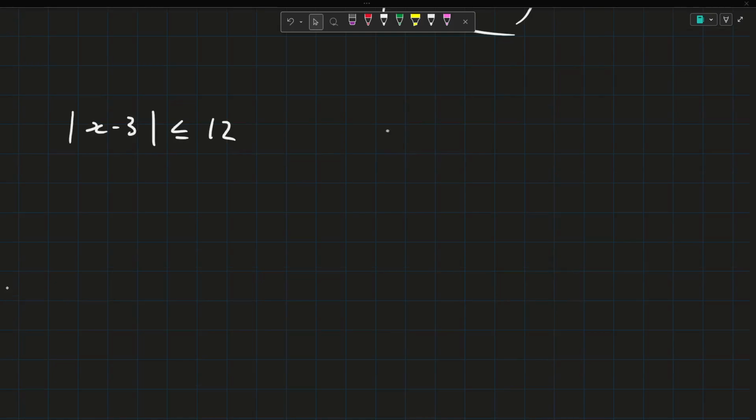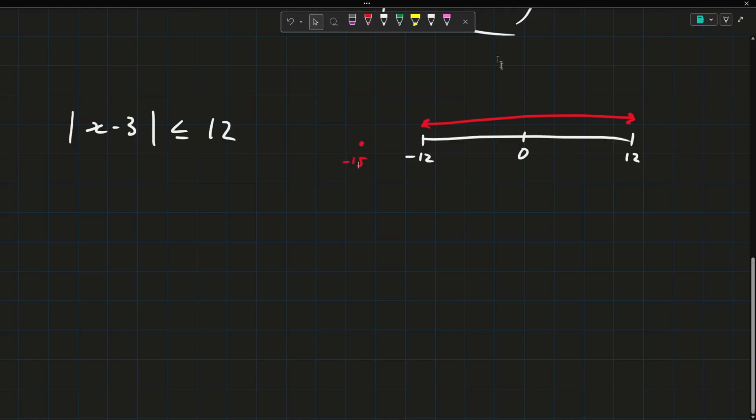Another nice way of doing it that's a bit more intuitive is to think about a number line. Let's say this is 0, and here's minus 12 and here's 12. The modulus basically means the distance between 0 and that number. So you want the distance between x minus 3 and the origin to be less than or equal to 12. That means that the value of x minus 3 has to lie somewhere in here. Because if it was over here at, say, minus 15, then the distance from the origin would be 15, which is obviously bigger than 12. But we want the distance to be smaller than 12, so it has to be between minus 12 and 12.